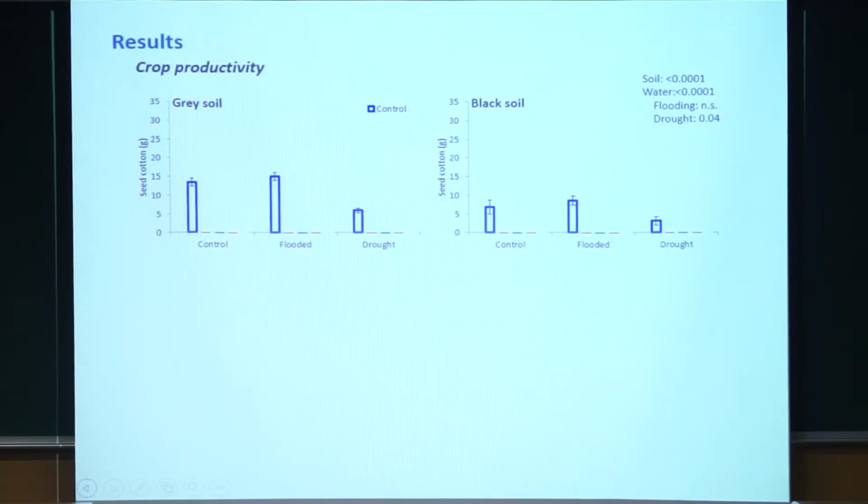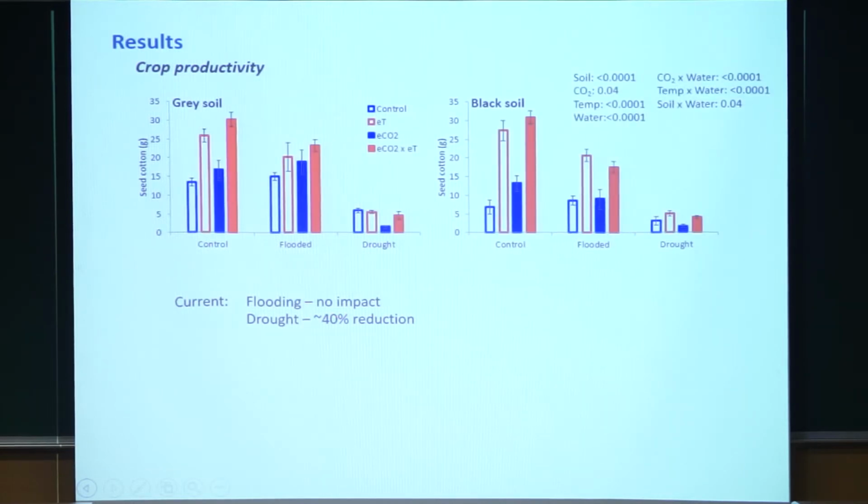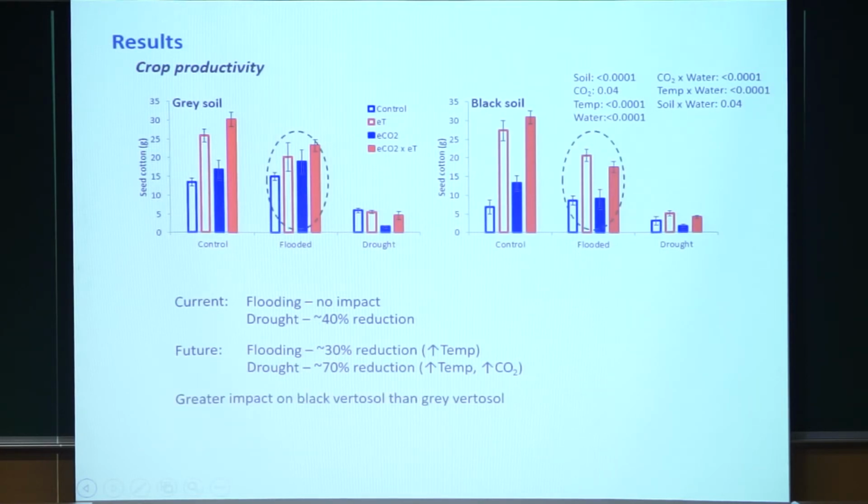And what we found was that under current conditions, seed cotton production was increased, flooding had no effect under current CO2 and temperature conditions, but drought led to a 40% reduction in productivity. When we then added the additional future climate conditions, we found that flooding caused a 30% reduction under elevated temperature, and drought a 70% reduction under elevated temperature and CO2. So they both had very negative impacts. And that impact was greater on one soil type relative to the other soil type.